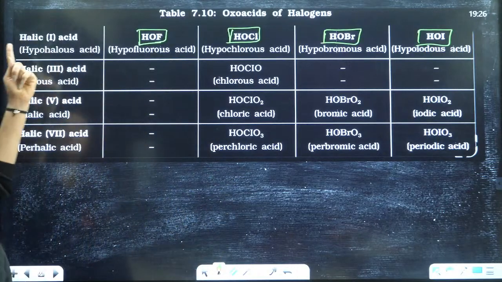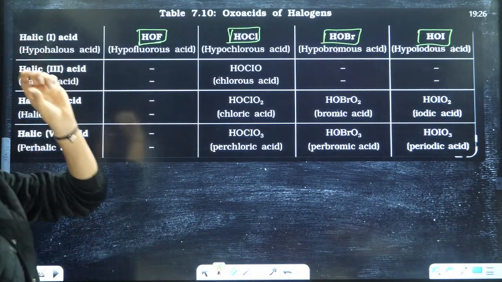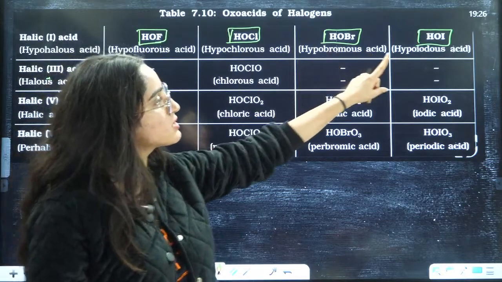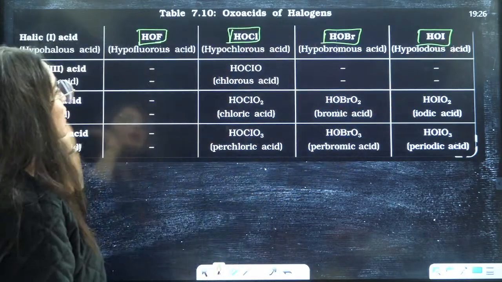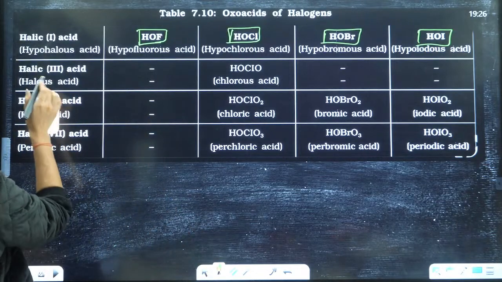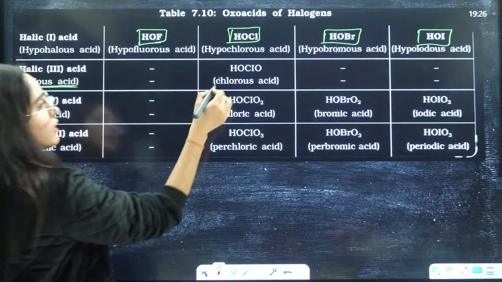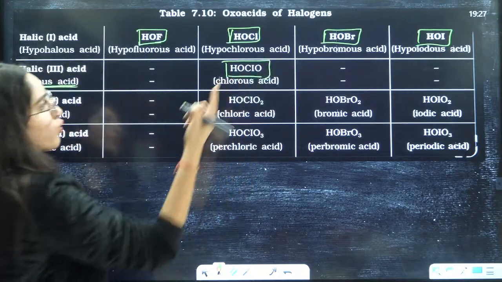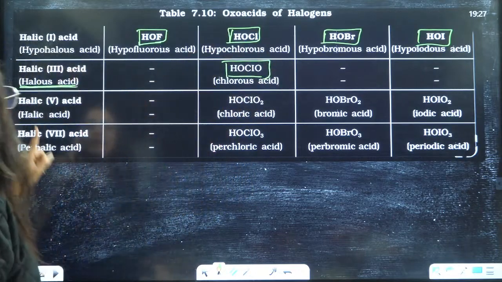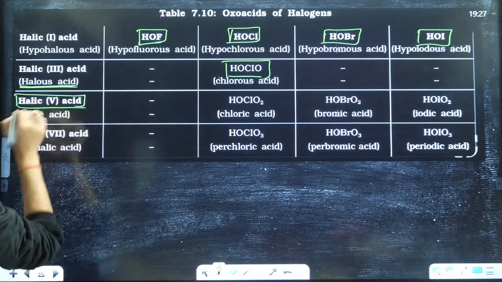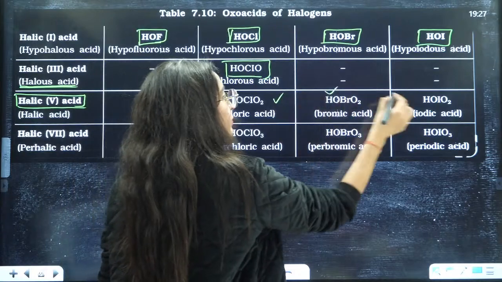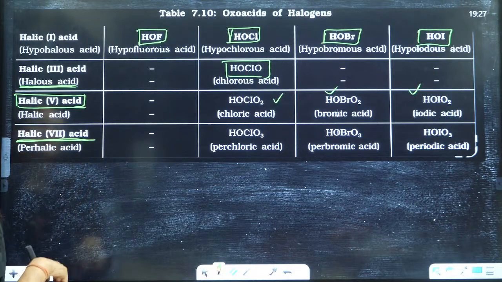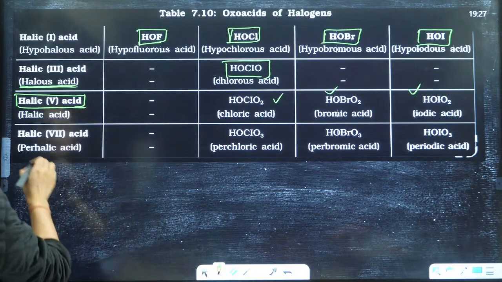These are generally called hypohalous acids, where hal stands for any halogen: fluorine, fluorous; chlorine, chlorous; bromine, bromous; iodine, iodous. That is the hypohalous acid. In halous acid, you will only have chlorine, that is HOClO, just add one more oxygen. If you add 2 oxygens, it will be halic acid, which exists for chlorine, bromine, and iodine. If you add one more oxygen, that is halic 7 acid, called perhalic acid.